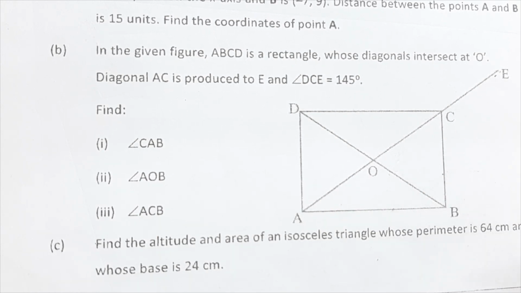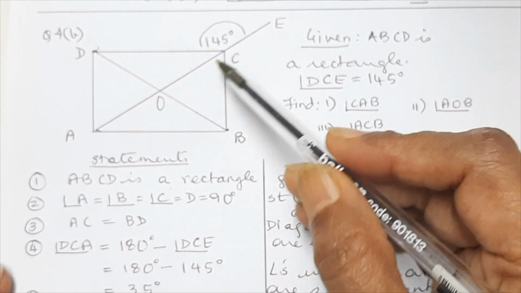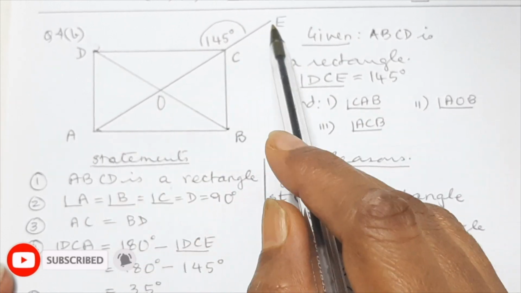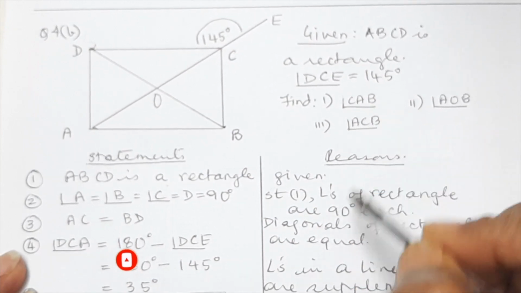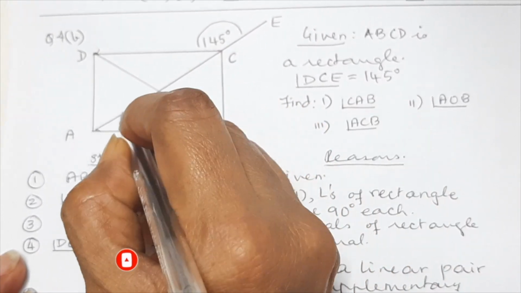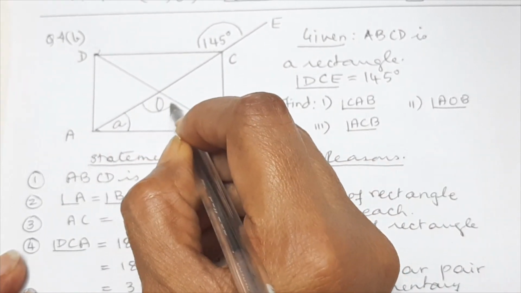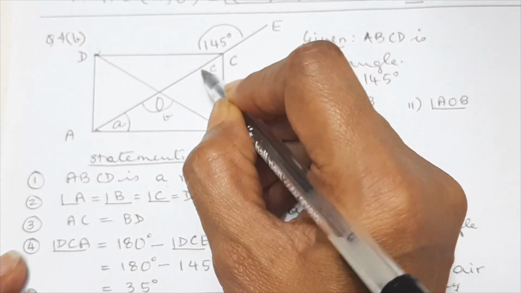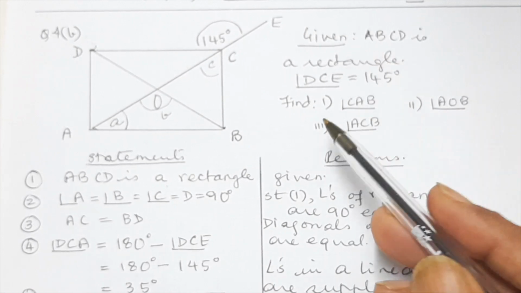Okay, so first of all, we'll need to draw the diagram. Let's draw it. ABCD is a rectangle and AC is produced, and this angle over here, DCE, that is 145. We are to find out angle CAB. CAB is this, so I'll call that small a. AOB, which is this, I'll call small b. ACB, this is small c. So these are the angles we have to find in our given and find.